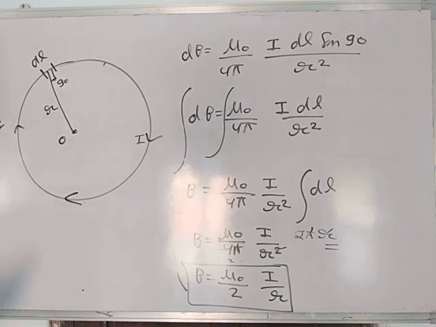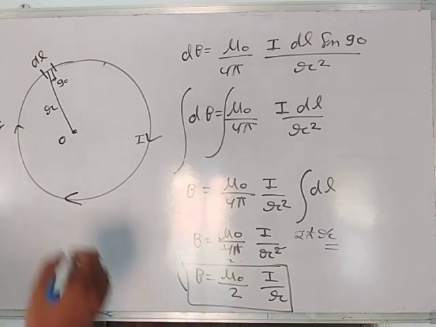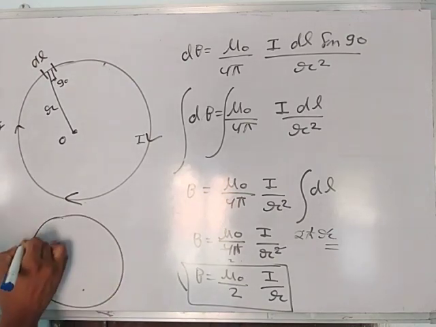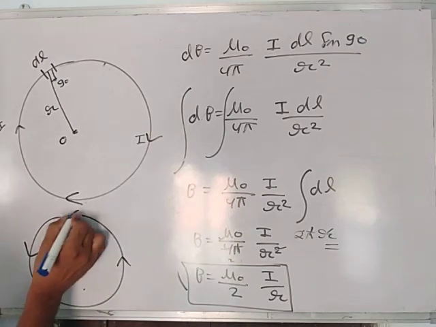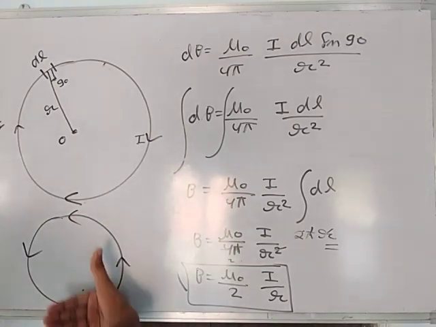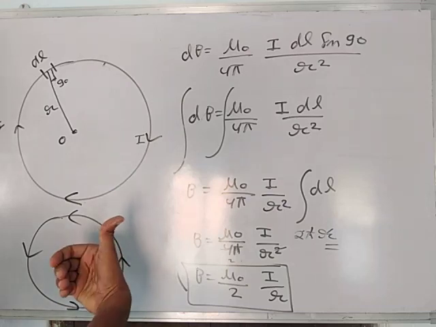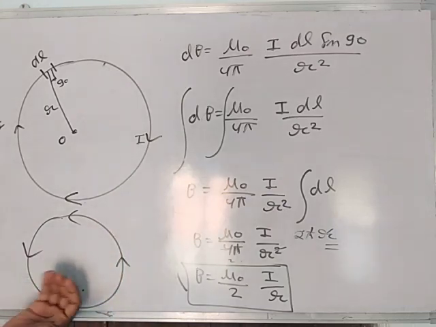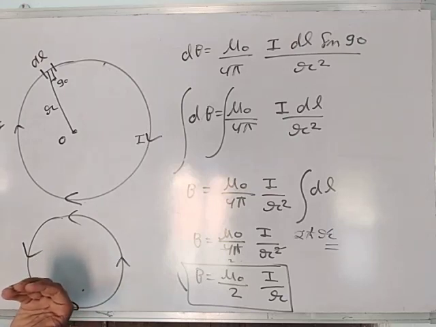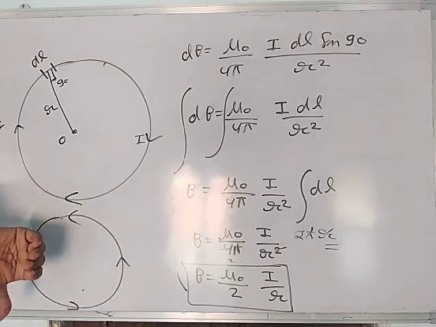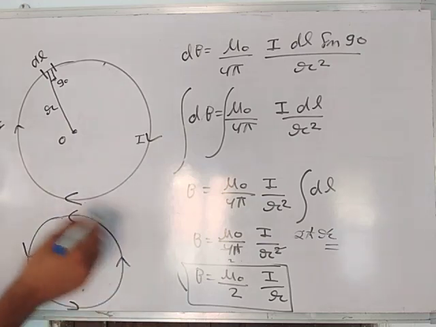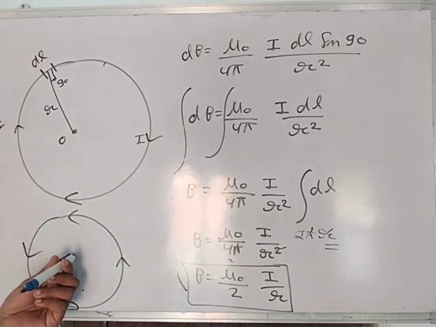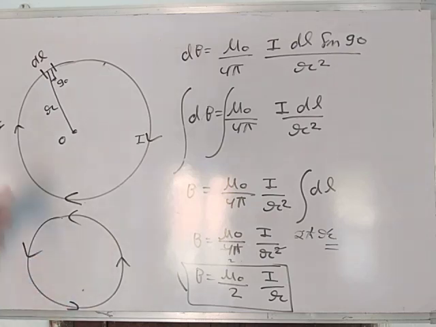If you are reversing the direction of current, then what result will you get? If we reverse the direction of current, then you will find that the thumb is in the direction of current and the curled fingers are pointing outward. Means for anti-clockwise direction, the direction of field is outward, and for clockwise direction, the direction of magnetic field is towards inward direction.